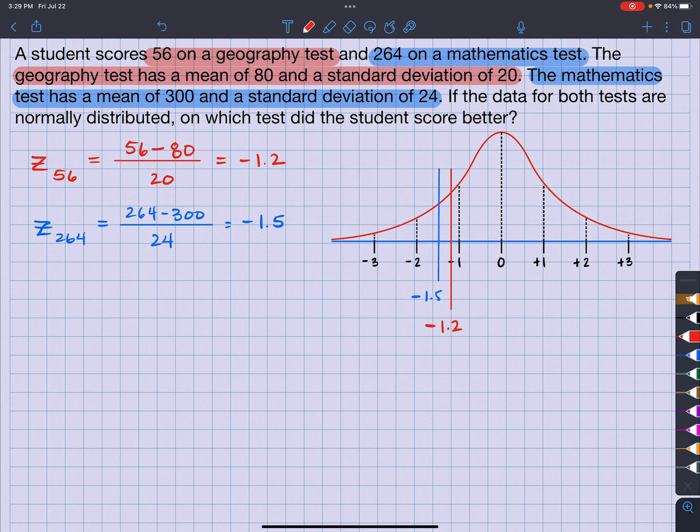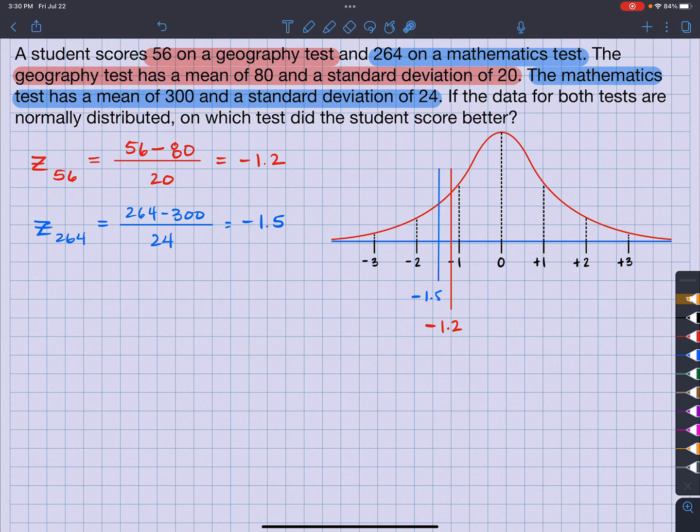Well, if you look at this, as we go down further in the negatives, that means we have lower and lower scores, because if the 0 is my mean and I subtract 1 standard deviation, subtract 2 standard deviations, subtract 3 standard deviations, I'm getting a lower and lower score rather than going on to the positives, right? Which would be higher scores. So which one do we do better? Well, since the negative 1.2 is a higher score than the negative 1.5, or you can also look at percentiles, right?